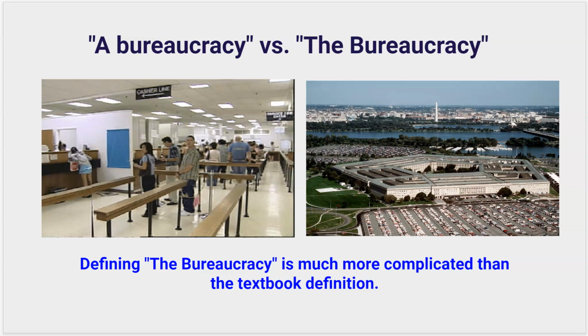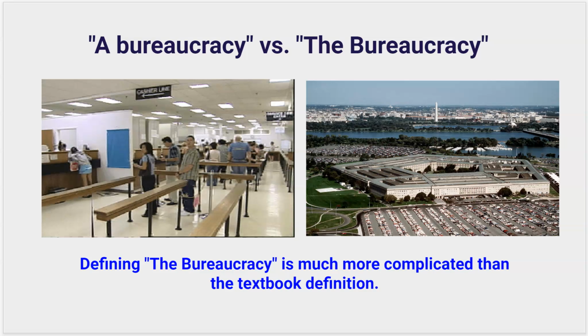Now, little b bureaucracy is what we're used to seeing, probably on the front lines. That's if you go to get your passport renewed, or if you go to buy a stamp or send a package at the postal service. You're seeing the little b bureaucracy in action. If you're going through customs at the airport, or going through security at the airport, we're seeing the little b bureaucracy in action.